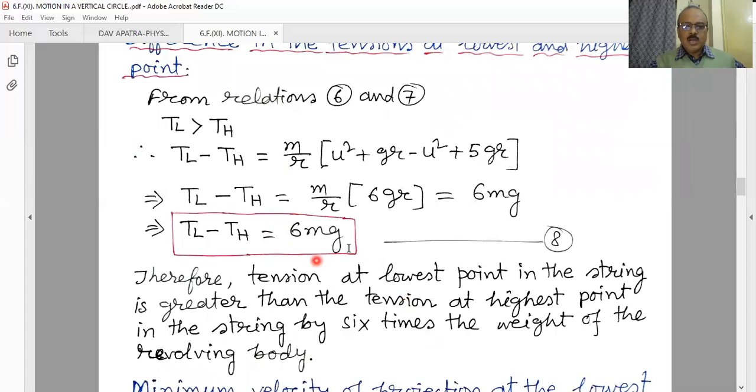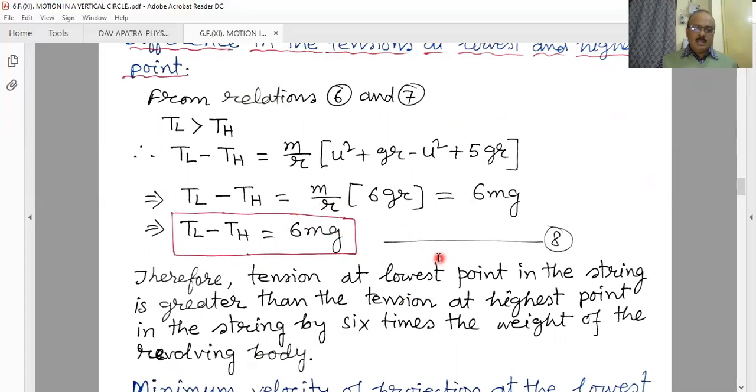Here there is no term in this difference. There is no term of r, no term of u, no term of v. That means the radius of the circular path may be quite larger or smaller, and the initial velocity, that is the velocity at the L point, may be different.